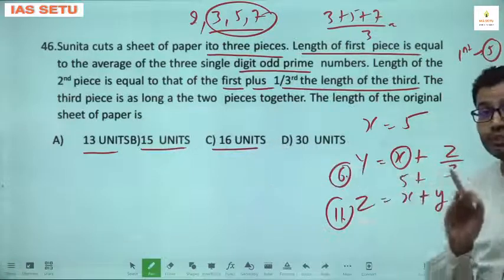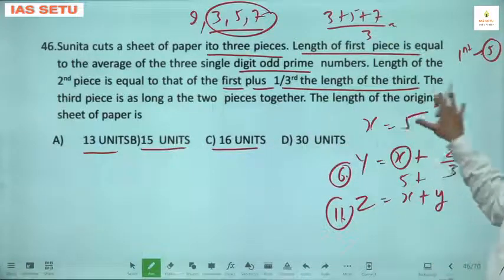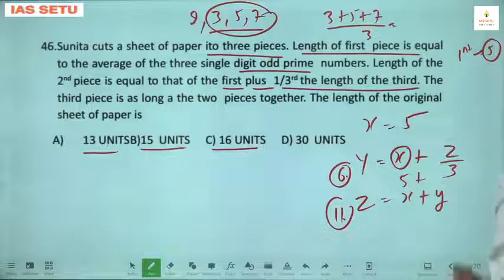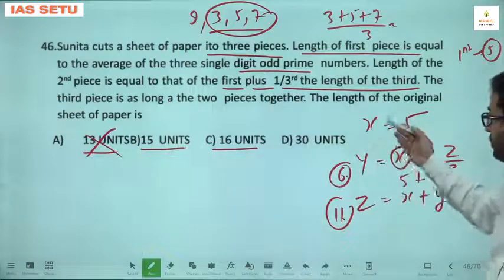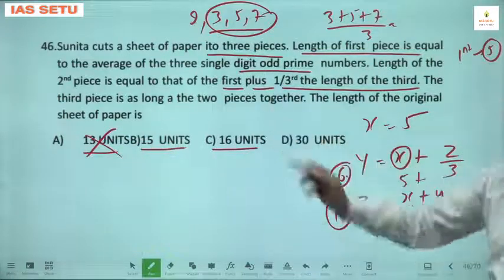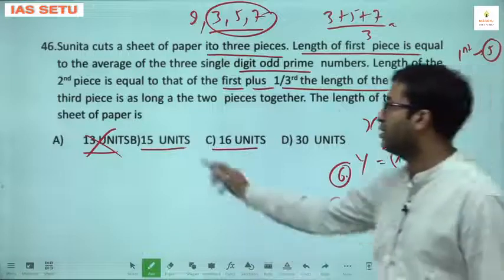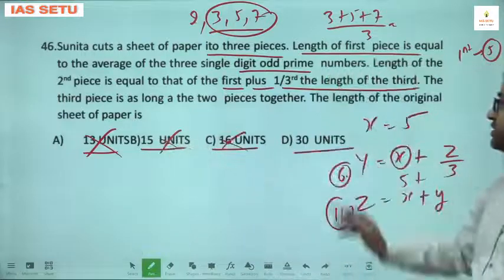This means the length of the original sheet has to be 22 or more than that. 13 is not possible. If all 3 pieces are 5, 5, 5, then also it is not possible. 15, 16, so the answer is 30 unit.